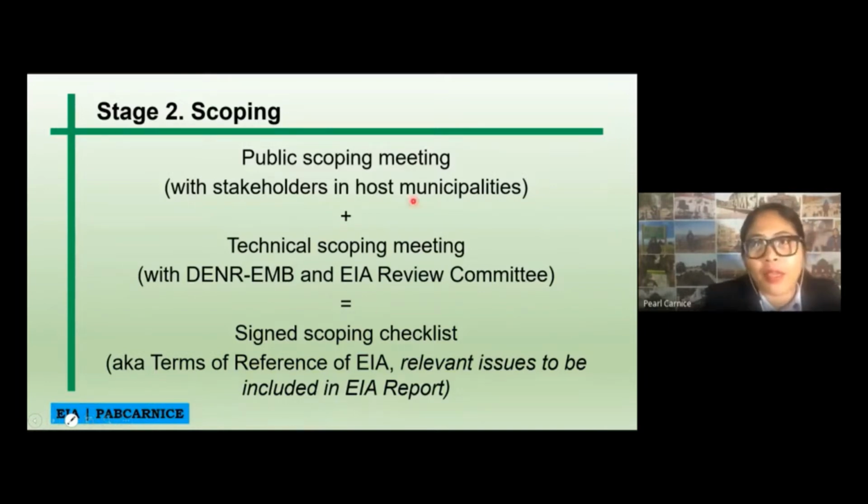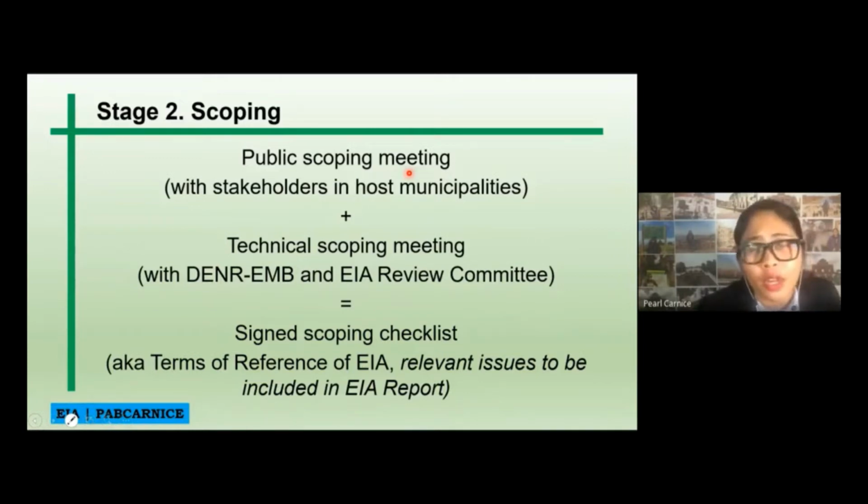So this is the time in which the stakeholders will be stating their issues with the project that you have. This is actually very essential, whether the stakeholders will agree or will not agree with your project. Because if they will not agree, then therefore the DNR-EMB might give you an assessment of the scoping, and they will actually help you.